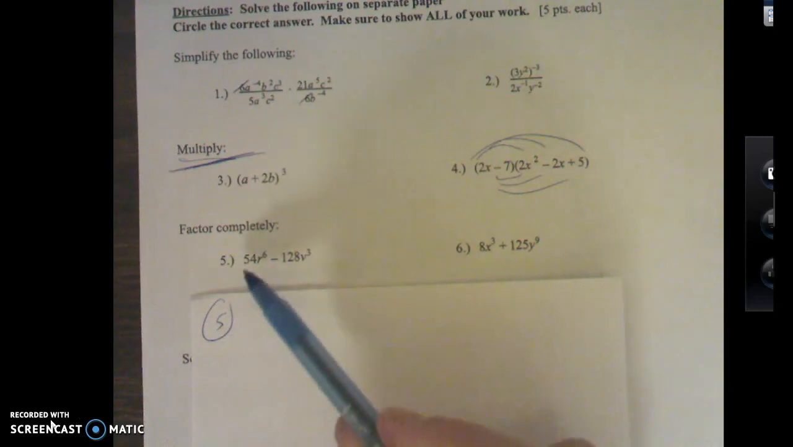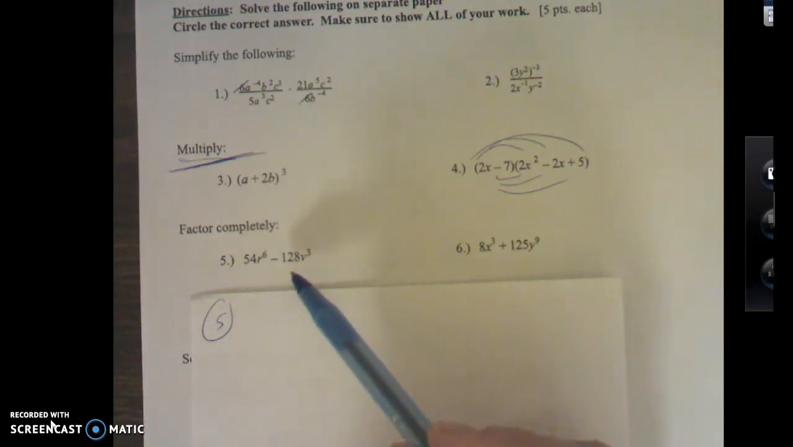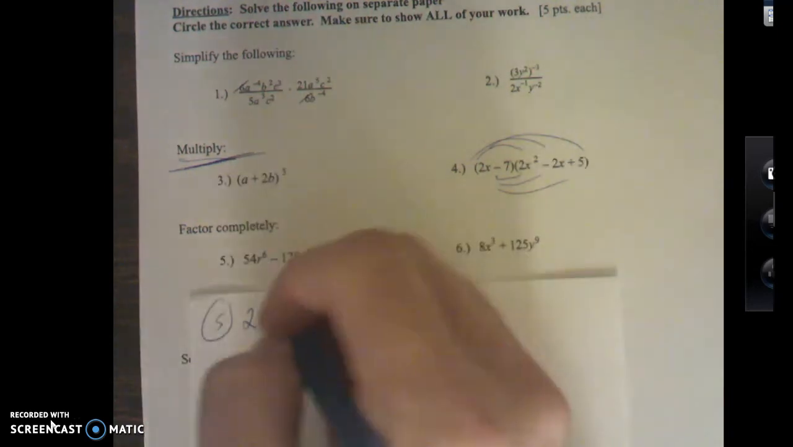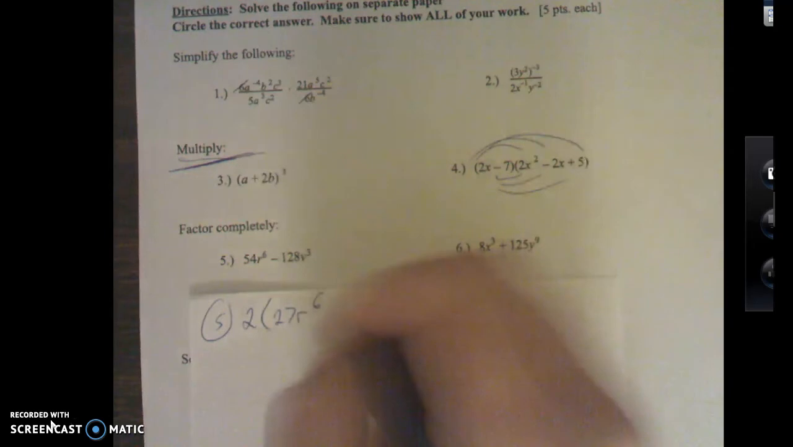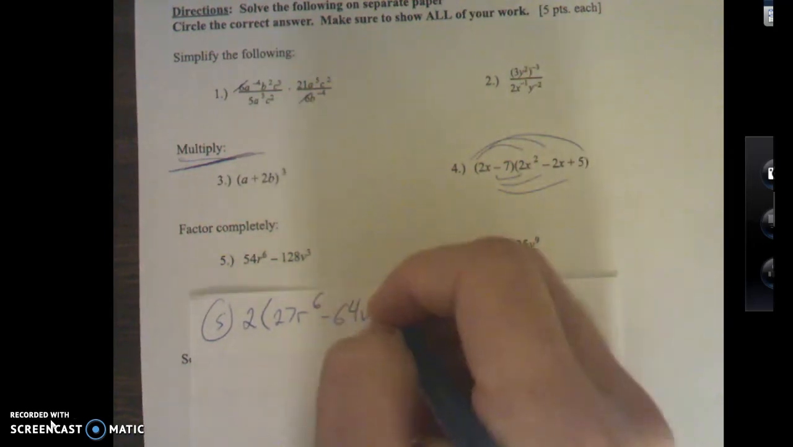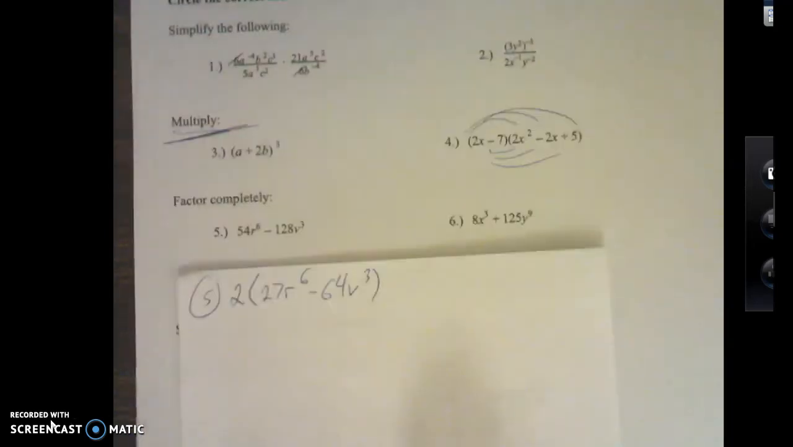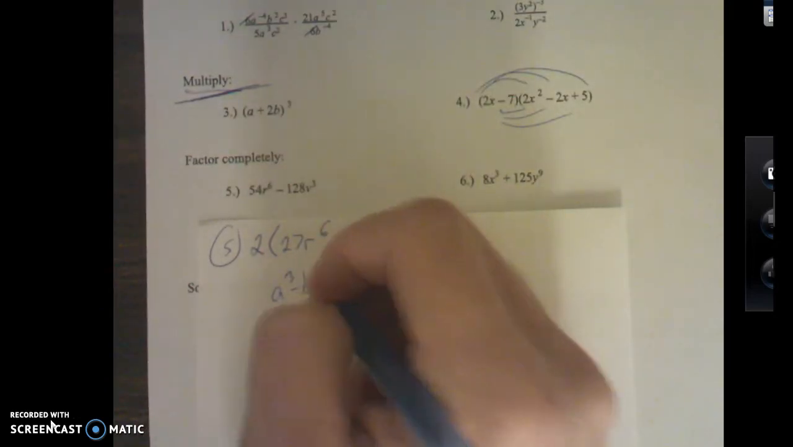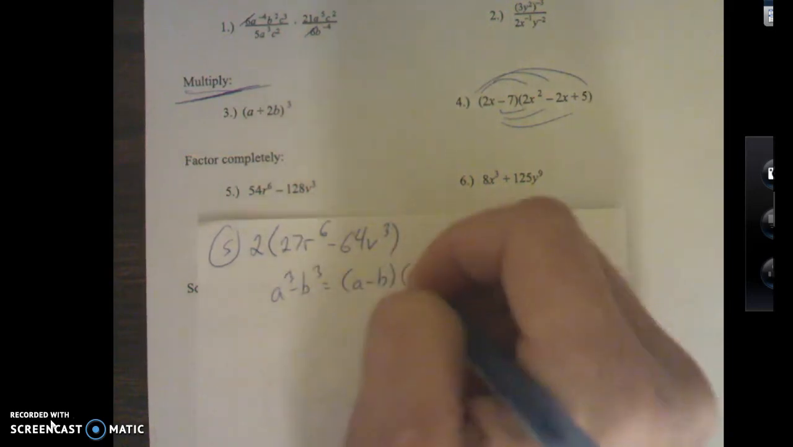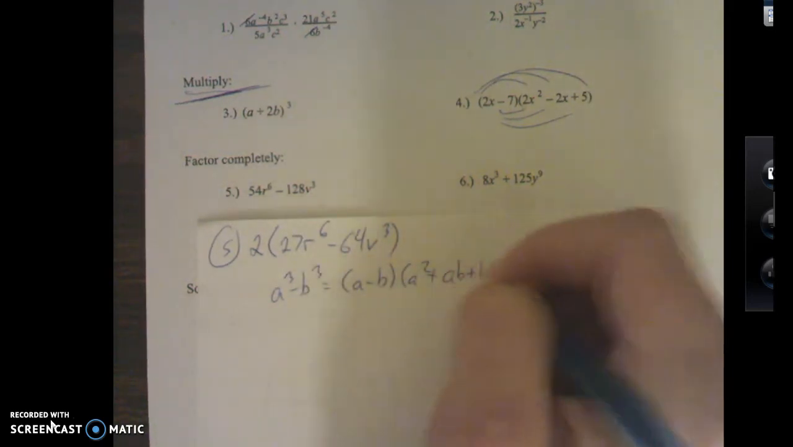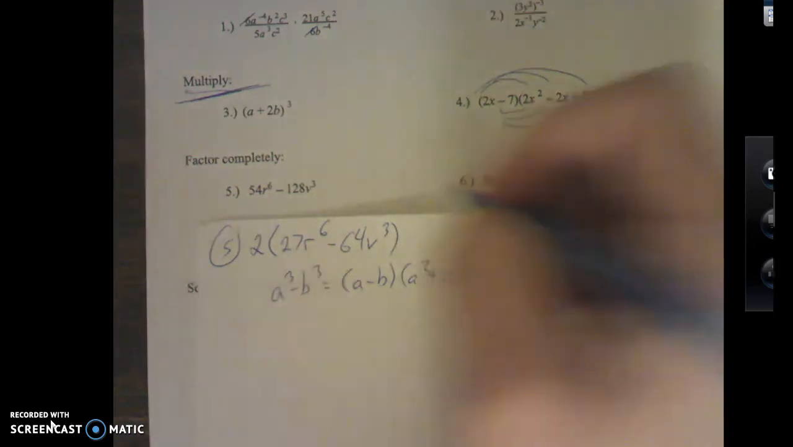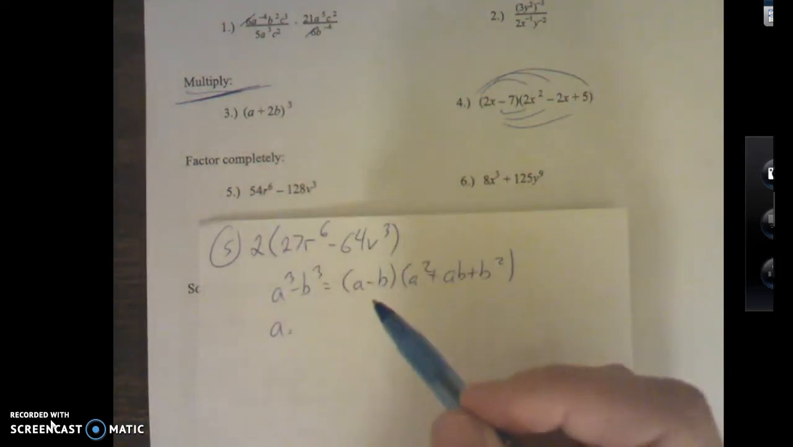But before I get there, 54 and 128, they're not perfect cubes. However, I can take out a 2 from them. If I divide both of them by 2, I get 27r to the 6th minus 64v to the 3rd. Okay. Now, because it's minus, I know I'm going to use this formula. Alright, a minus b, a squared plus ab plus b squared. How do I know that? Again, the cube. You're looking for the cube. That's a big tip-off.